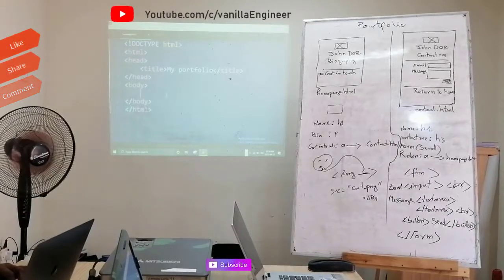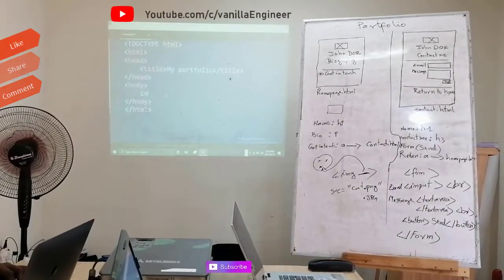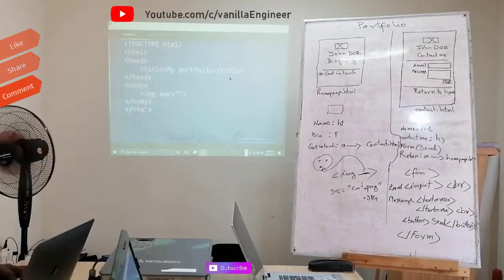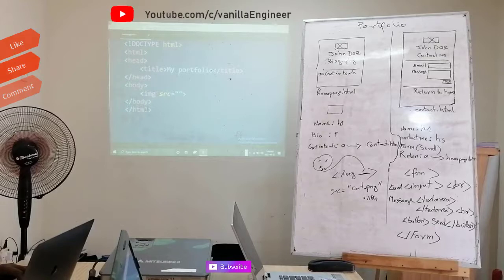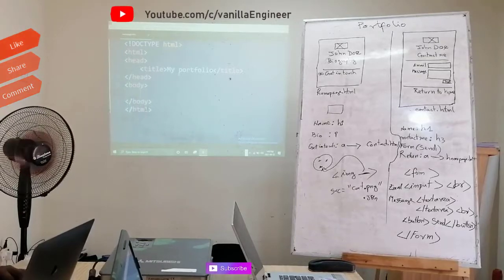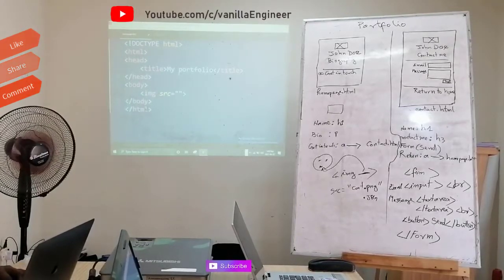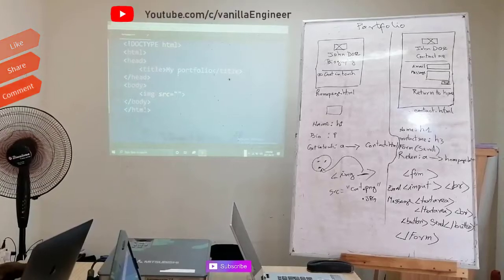We have a picture to insert here. So the first thing I do is type img, and then I press tab. And see, it is suggesting it to me. The moment I wrote img and pressed tab, it added the attribute, the source attribute.